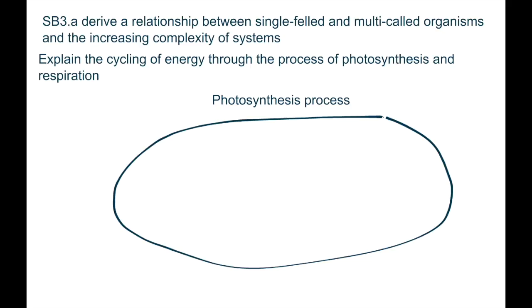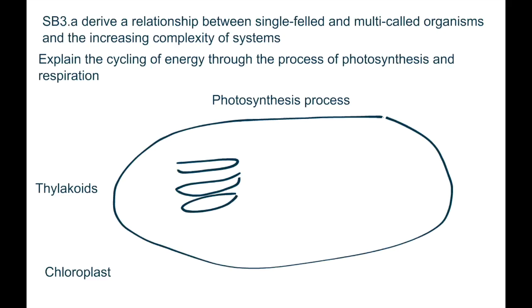The main part of photosynthesis is these little things called thylakoids. Thylakoids look like a bunch of little pancakes stacked on top of one another. These pancakes need a little bit of sunlight to come down and help them do their work. And they also need water.